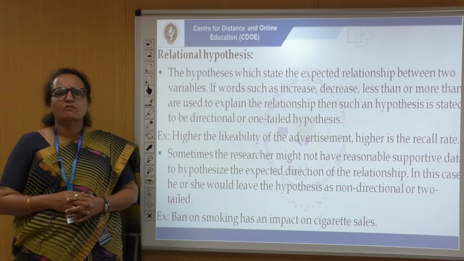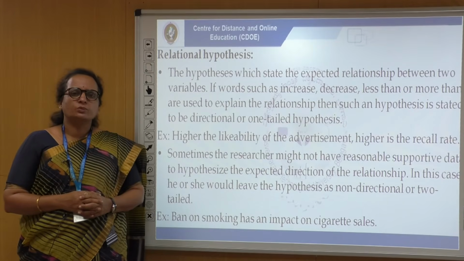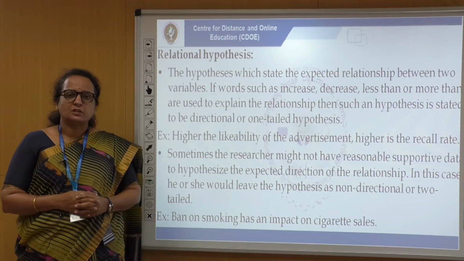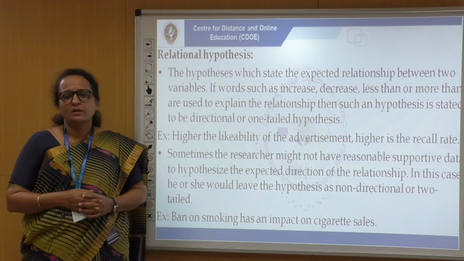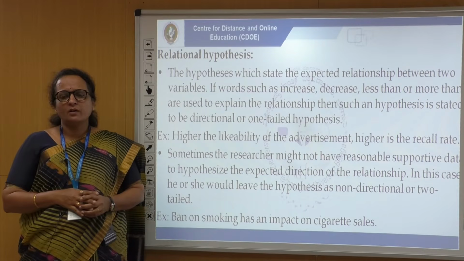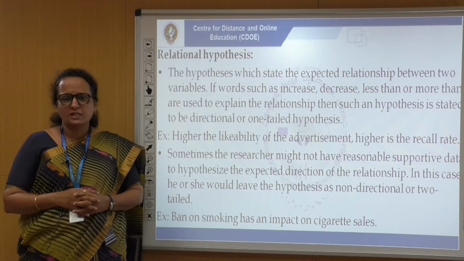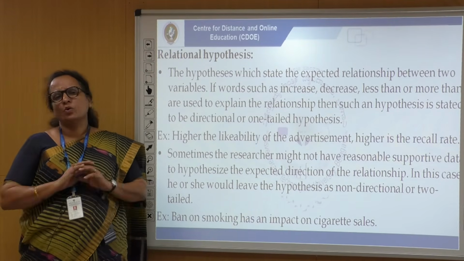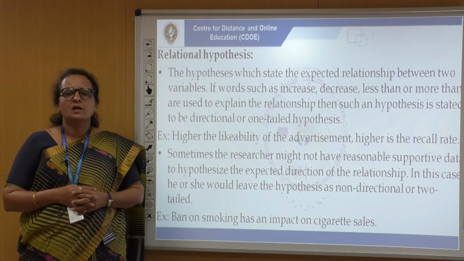Researcher's hypothesis is always the alternative hypothesis. What the researcher assumes will be the researcher's hypothesis or alternative hypothesis. Null hypothesis is always the negative statement. Negative statement like ban on smoking has no impact on cigarette sales. No impact on cigarette sales. Likability of advertisement and recall rate are in no way related. This is again a negative statement which is called a null hypothesis.